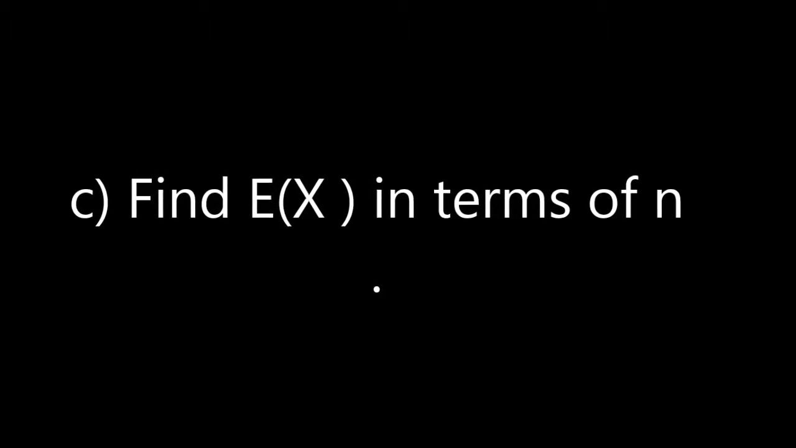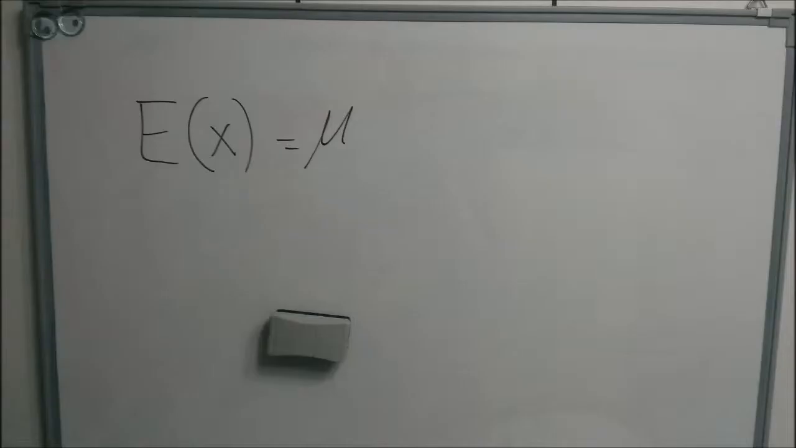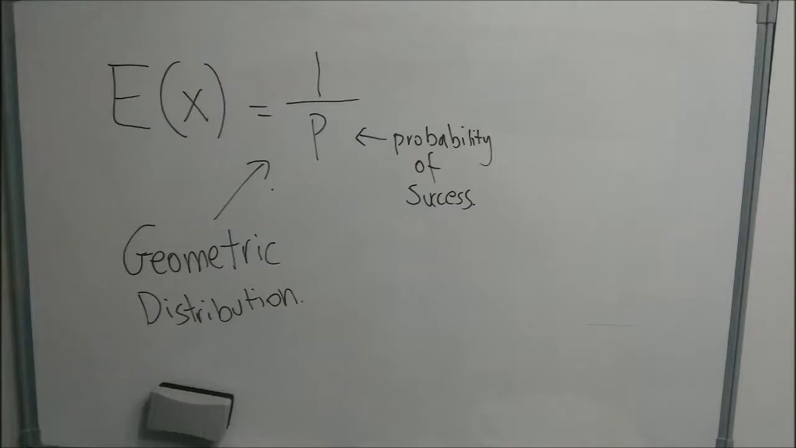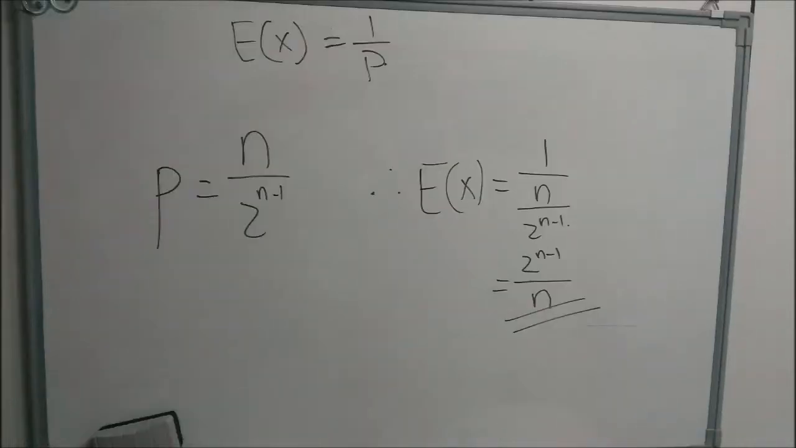C. Find the expectation of X in terms of n. The expectation of X is the mean. We know that the expectation in a geometric distribution can be calculated by 1 divided by the probability of success. We know that the probability of success is n divided by 2 to the power of n minus 1. So we get 1 over n divided by 2 to the power of n minus 1. Therefore, we reverse the fraction, which gives us 2 to the power of n minus 1 divided by n. And this is the expectation of X, which equals the mean.